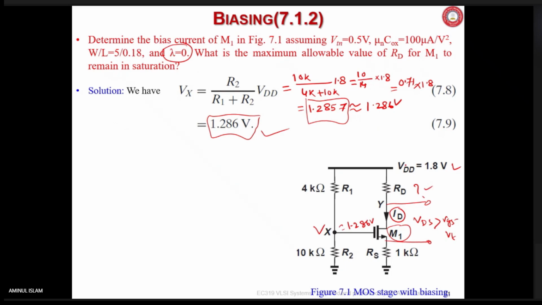Okay, so that the M1 remains in saturation region. So again, Vx can be found by putting the values as 1.286. I have written here in detail. You can look at it. Okay, is it correct?